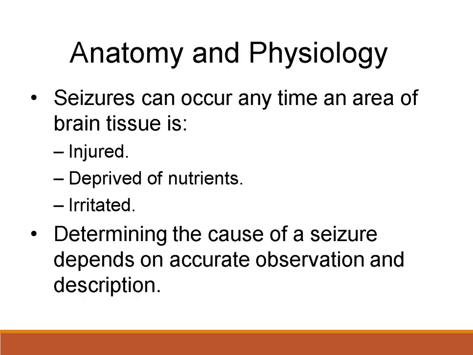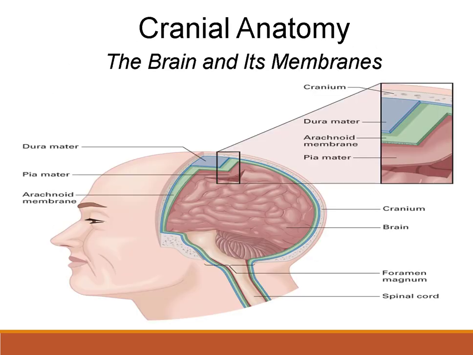A seizure can occur at any time in the brain. It can be injured, deprived of nutrients, or just purely irritated. Determining the cause of a seizure depends on accurate observation and description of the patient. Seizures can have a trauma or a medical cause.